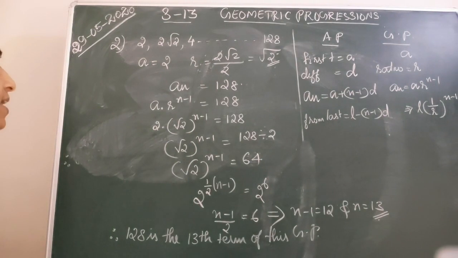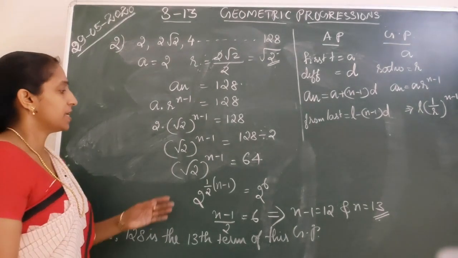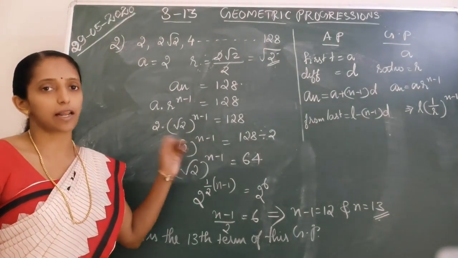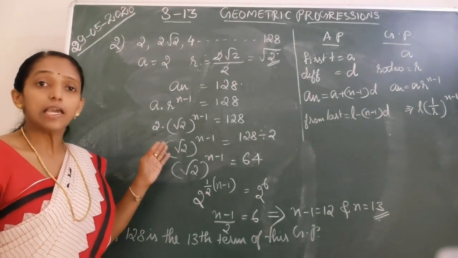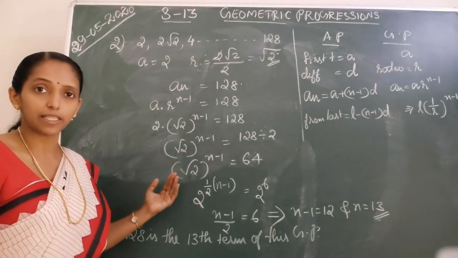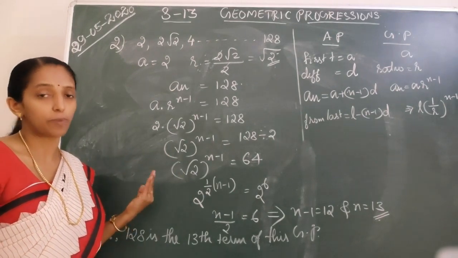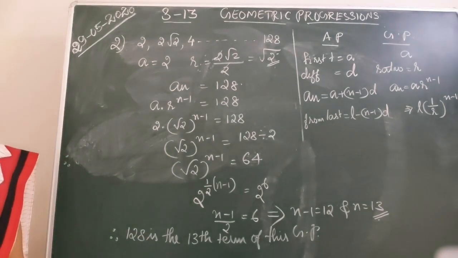Okay, clear? The calculation also I think is clear. So here, for equating, make the bases the same if the powers are unknown. If any one power is unknown, we make the bases the same. If any root terms are there, you make the root also in terms of power notation. Okay?